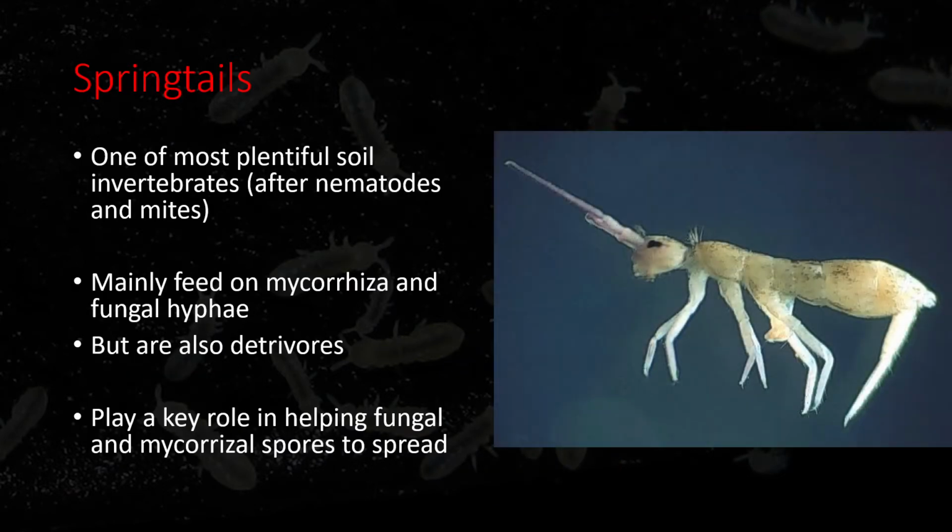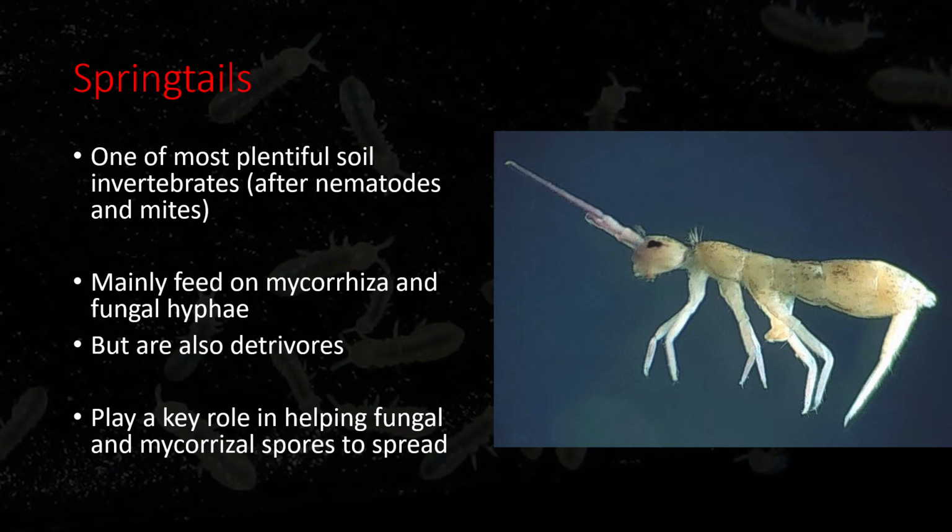Springtails, my favorite. They're called springtails because they have this projection off of their bottoms that allow them to hop and spring. They are one of the most plentiful soil invertebrates. So mites and nematodes are our 2 most plentiful. Springtails are right up there. They're mostly feeding on mycorrhiza, fungal hyphae, so like the root systems of fungus and bacteria. But they'll also eat decaying matter.